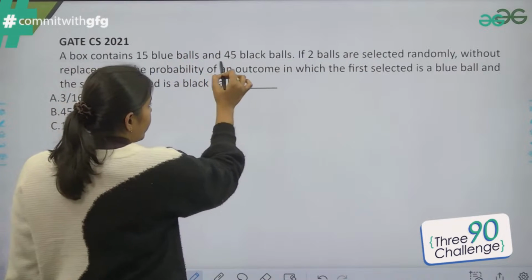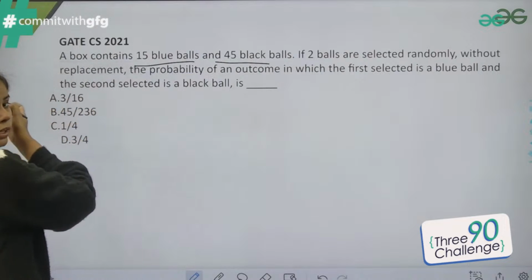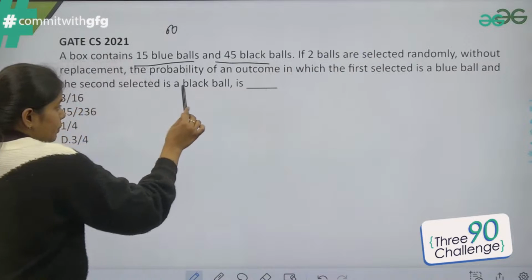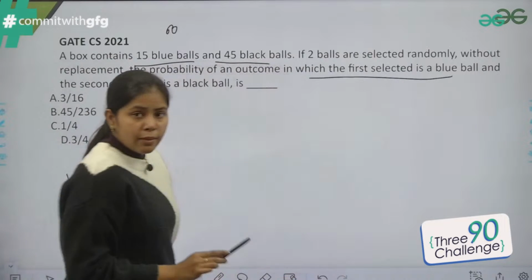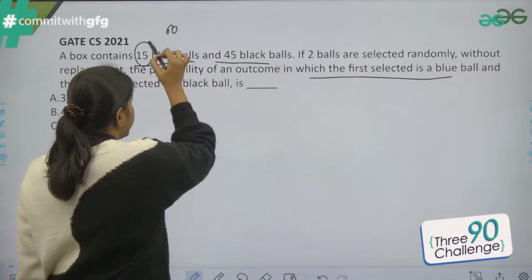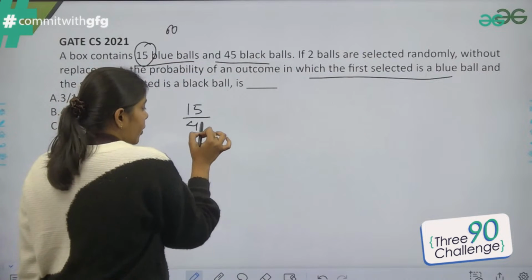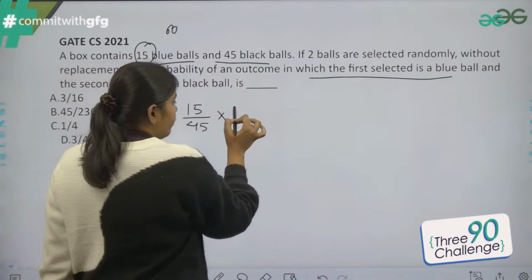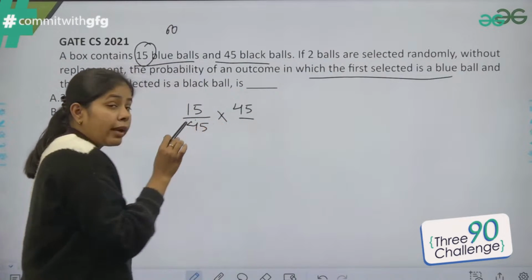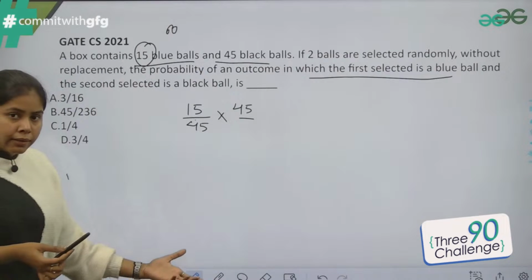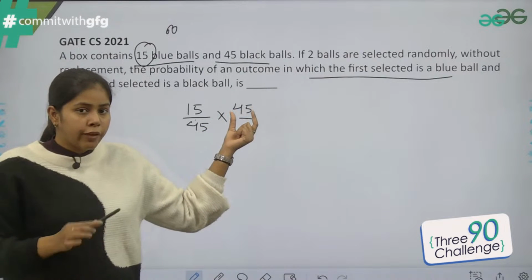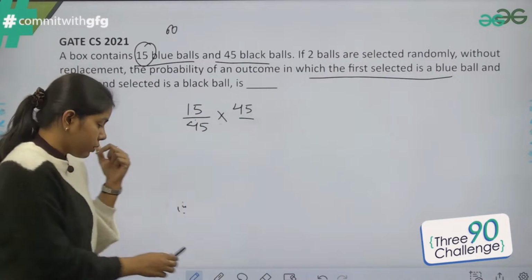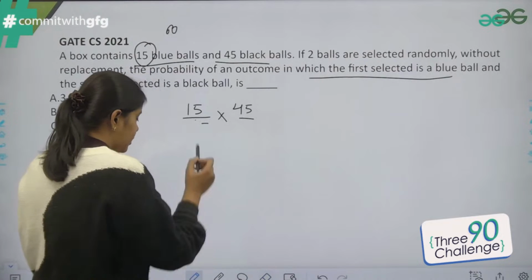So the box contains 15 blue balls and 45 black balls, so in total I have 60 balls. Two balls are selected randomly without replacement. The probability that the first selected ball is a blue ball: 15 blue balls upon 60, right? Then the second selected ball is a black ball, so we have 45 black balls. But I have already picked one blue ball from the bag, because I haven't picked any black ball, but I have picked one blue ball.